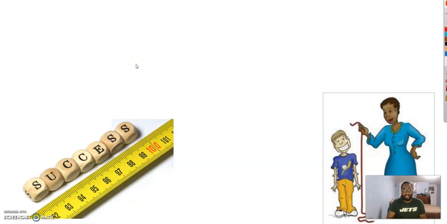Hello, Form 6. Look at these two pictures. What do you see? What do you think we're going to be learning about today in math?